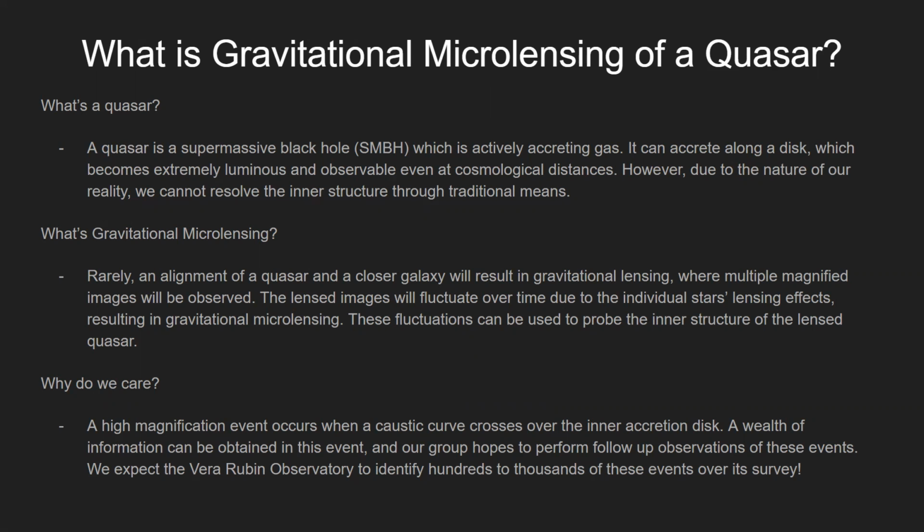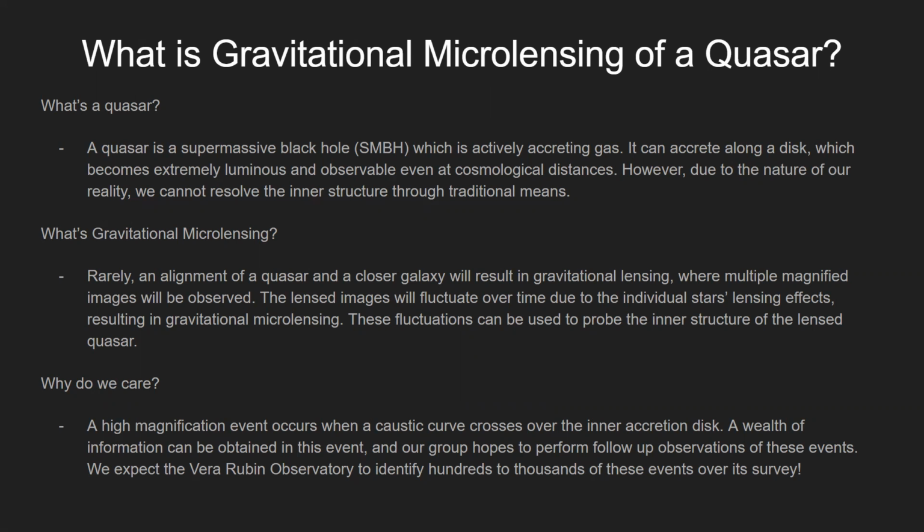Gravitational lensing occurs when there's a galaxy that lies between us and the quasar. It produces multiple magnified images, and these images then fluctuate in time due to individual stars' lensing effects. This is the gravitational microlensing which we focus on today.